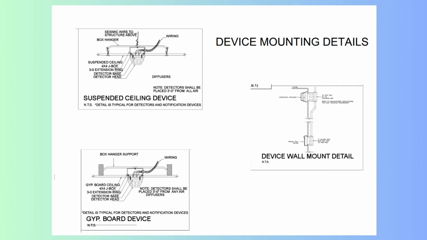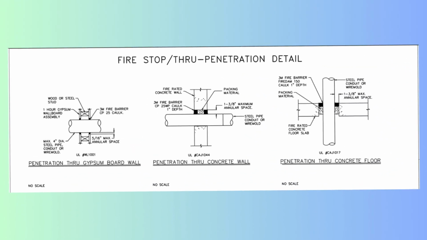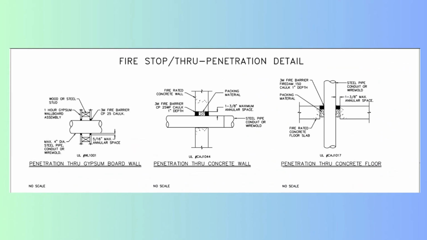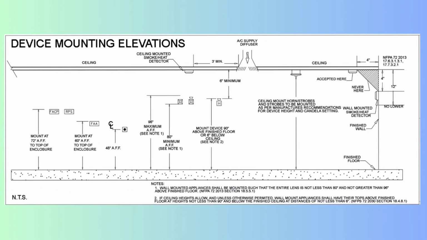A fire alarm mounting and penetration details drawing provides guidelines for installing system components. Key features: mounting details, shows proper installation heights, hardware, and positions for devices like detectors, pull stations, and alarms. Penetration details, illustrates how conduits and wires pass through fire-rated barriers, with instructions for sealing and fire stopping. Specifications, notes compliance with codes, for example, NFPA 72, required materials, and environmental considerations. These drawings ensure correct installation and adherence to safety standards.